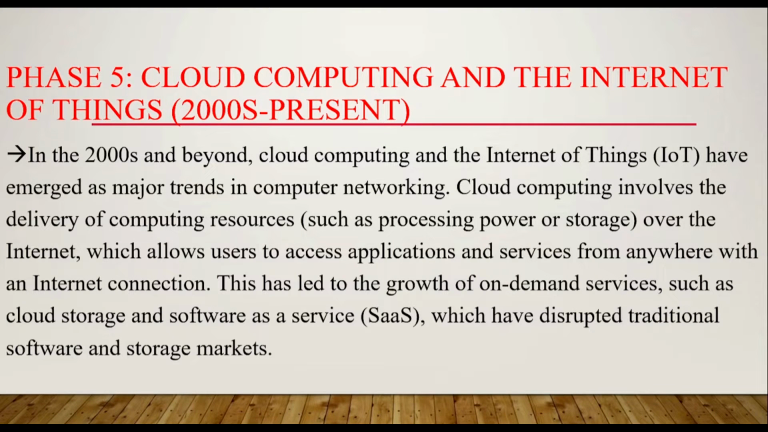Phase 5. Cloud Computing and the Internet of Things, 2000s to present. In the 2000s and beyond, cloud computing and the Internet of Things, IoT, have emerged as major trends in computer networking. Cloud computing involves the delivery of computing resources, such as processing power or storage, over the Internet, which allows users to access applications and services from anywhere with an Internet connection. This has led to the growth of on-demand services, such as cloud storage and software as a service (SaaS), which have disrupted traditional software and storage markets.